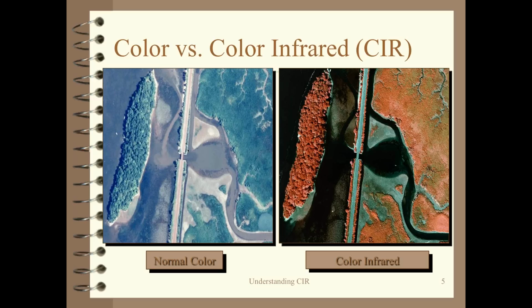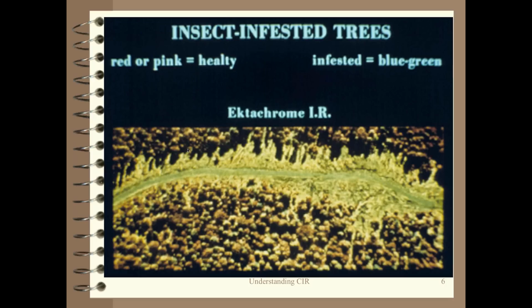Okay, here's another example. I know this is a little fuzzy, but it's the same kind of thing. You can see that the healthy vegetation, they say it's red or pink, but really the right word is magenta. And then the trees that are infested in this particular case are starting to be this kind of bluish green, or I don't know, I call it kind of a pukey yellow type of color. Okay, so here it is digitally.